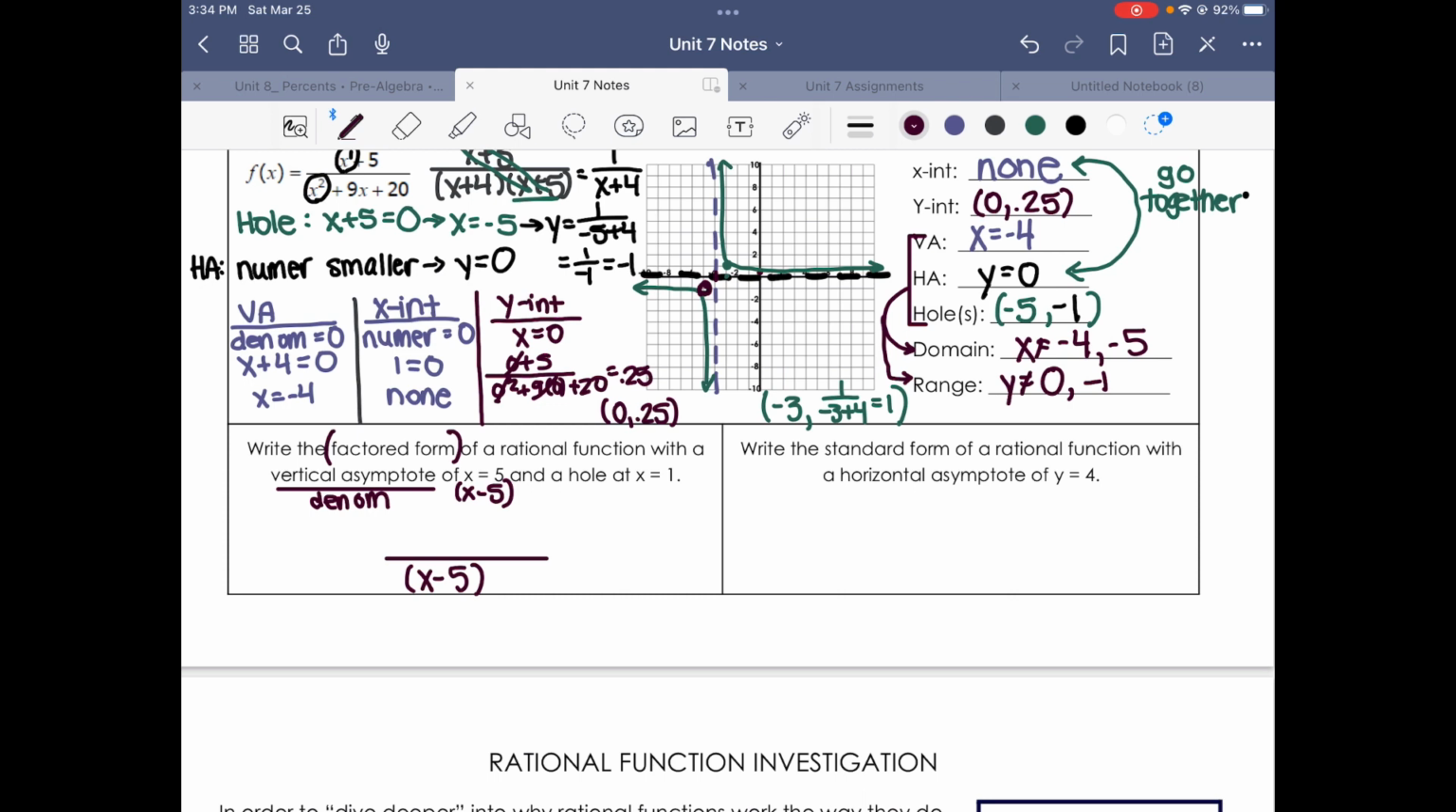Then it says that there's a hole at x equals 1. If x equals 1 is the answer, the factor would have been x minus 1. And holes have to be on both the top and the bottom. So x minus 1 over x minus 1. That's it, guys. The only thing is it's asking us to write a function, so we need to write f of x in front, like this.